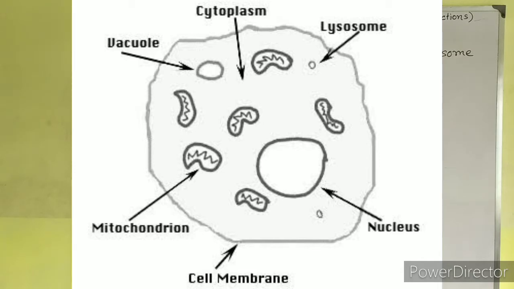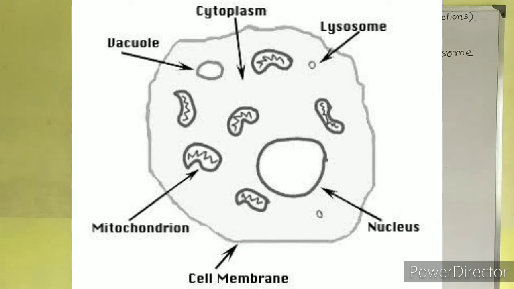Students, you can see the labelings: cell membrane, cytoplasm, nucleus. The cell membrane, the cytoplasm and the nucleus form the three basic parts of a cell. You can see other labelings such as vacuole, lysosome, mitochondrion. These are the cell organelles, which we will learn in our next video. Today we will learn the basic parts of a cell, that is cell membrane, cytoplasm and nucleus.